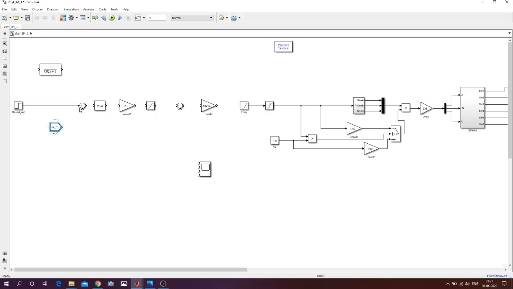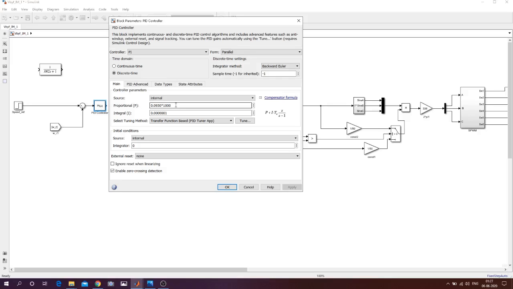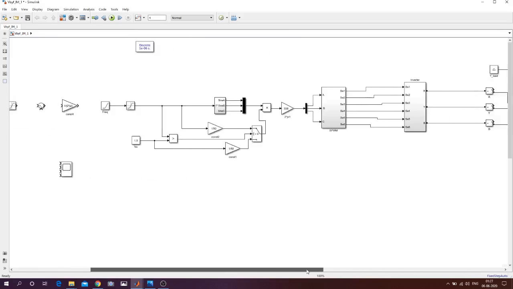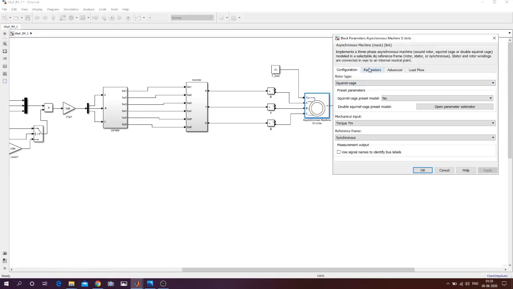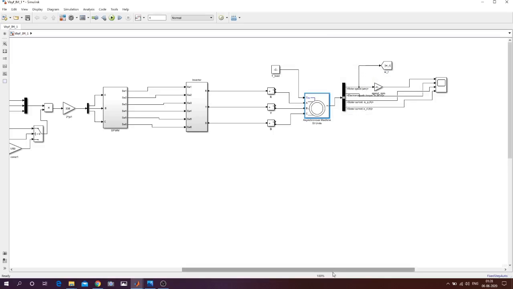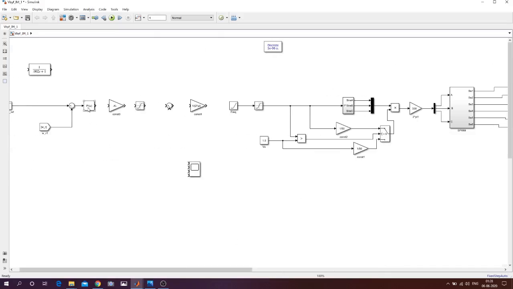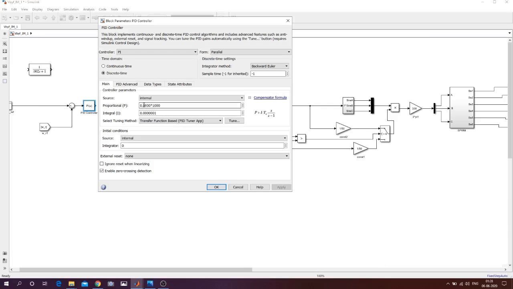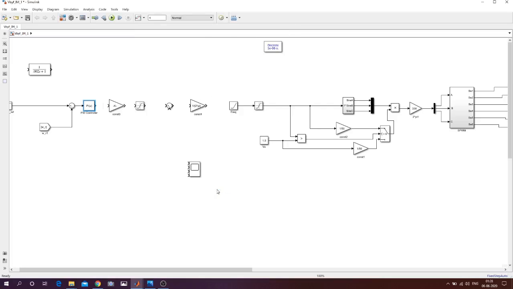So this reference speed is subtracted from the original speed, and then it goes to the PI controller. The value of the PI controller depends on J and B of the motor. What are J and B of the motor? That is these two values, J and F, inertia and friction factor. The value of the PI controller depends on these two values. So for this motor, I have calculated the PI controller value is 930, and the integral controller is almost very small. So I have given a very small value over here.